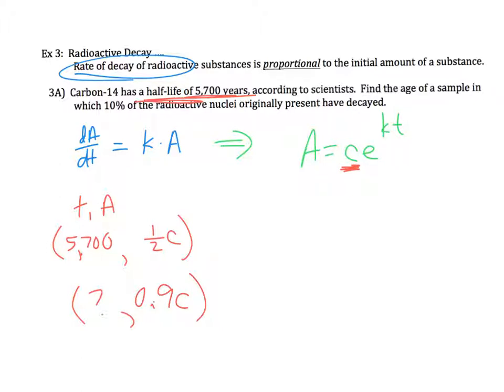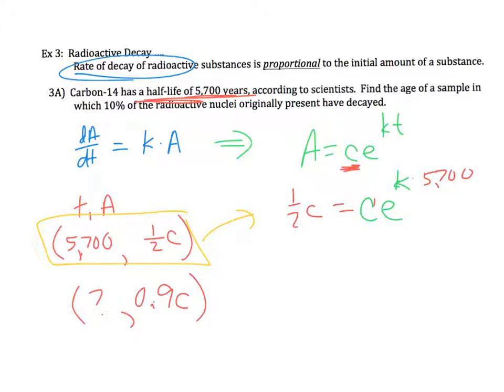This might be a little concerning because I usually have 2 coordinate points here. I'm going to take this and plug it in over here and see what happens. So I'm going to have 1/2 C equals C e to the K times time, which is my great big 5,700. Maybe you're seeing a little chemistry in this one. Let's go ahead and solve and see what happens.